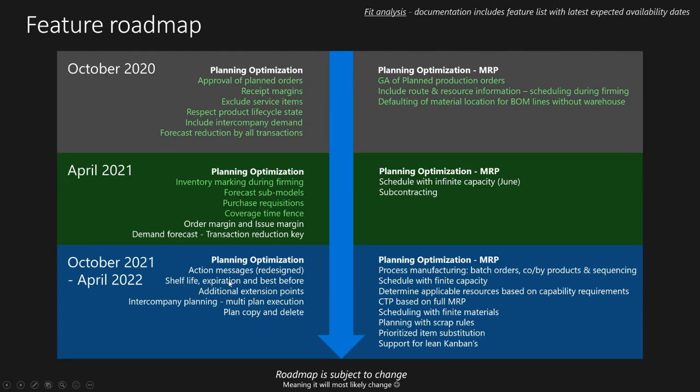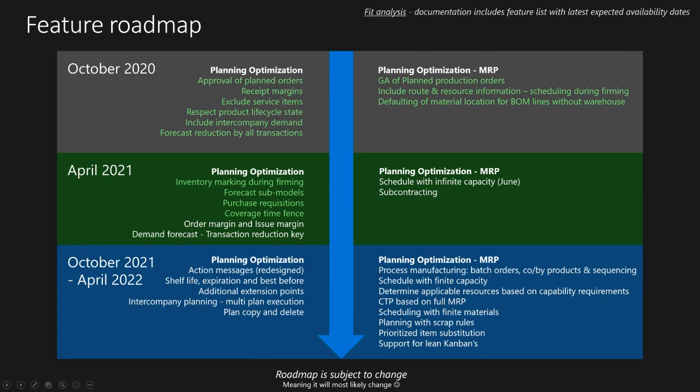Shelf life, expiration date, and best before is also something that we are getting a lot of requests for. So we're also trying to see if we can squeeze it in as soon as possible. And once we have that, we have the schedule with finite capacity for manufacturing, and CTP is also high on our list, and then you can basically see the rest that we have on here. Of course, this is the roadmap and subject to change. I don't want to take too much time on this. It will be part of the deck.